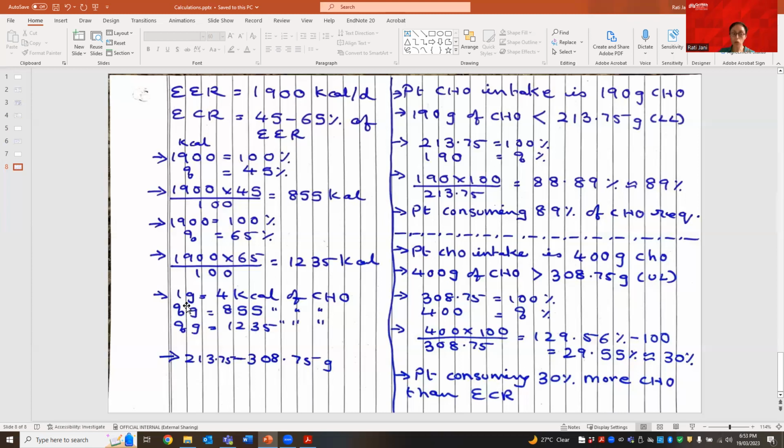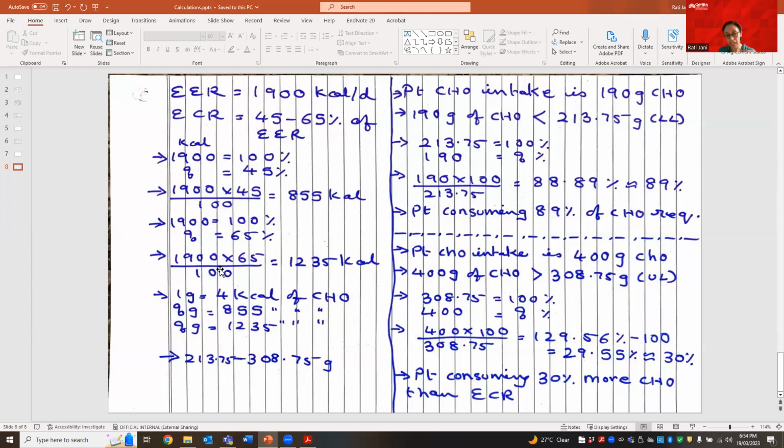Okay, so now we know that 1 gram of, say, carbohydrate will give you 4 kilocal. Okay, now again, this is an established fact. Just like 45 to 65% should be constituted from carbohydrate is an established fact. These are the little things that you should remember. Similarly, this is an established fact that 1 gram of carbohydrate is 4 kilocalories. Okay, so now we are converting these kilocalories into grams. So what is 855 kilocal in terms of grams? What does 1235 kilocalories look like in terms of grams?